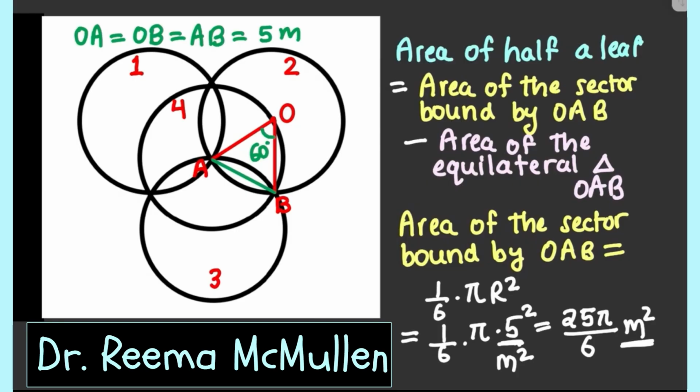We're now going to figure out the area of this equilateral triangle OAB. To find the area of this equilateral triangle OAB, that we need to subtract from this area of this pie-shaped region, we need to figure out the height of this triangle. Which height? This height over here. How do we figure out this height?